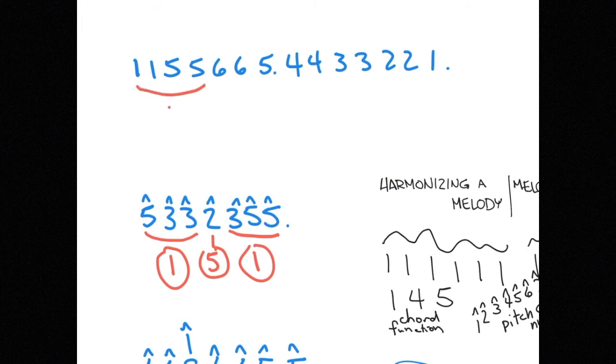So that's 1, 1, 5, 5, and we'd say that would be a 1 chord, right? If we're looking for just 1 chord that fits the whole thing. And then we have 6s. They go with 4. 5 could be with a 1 or a 5.